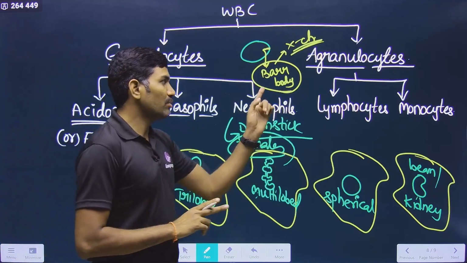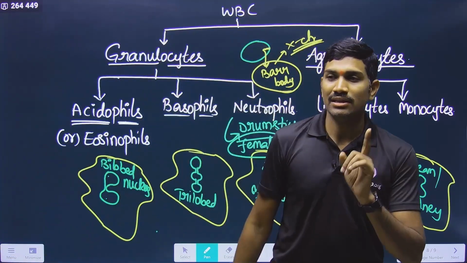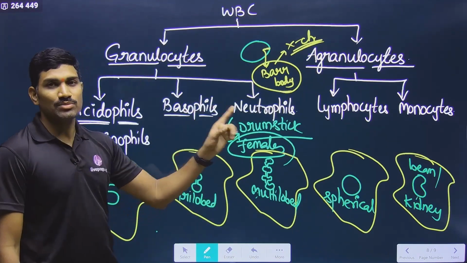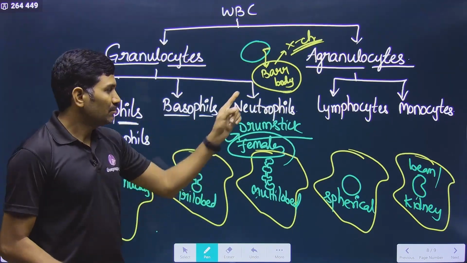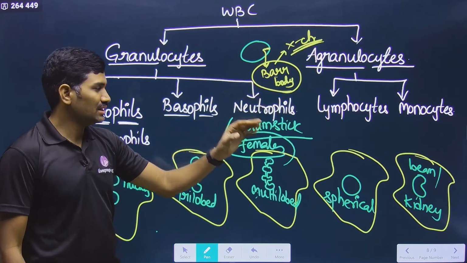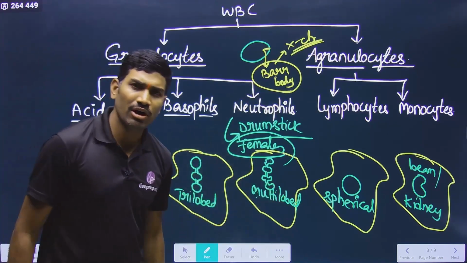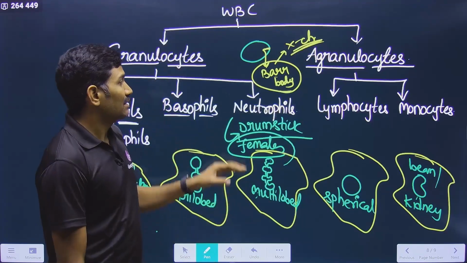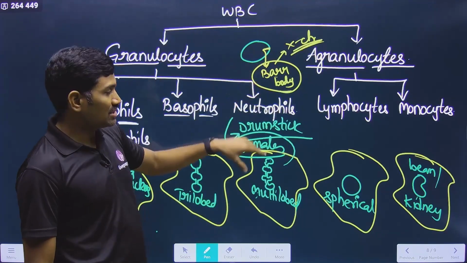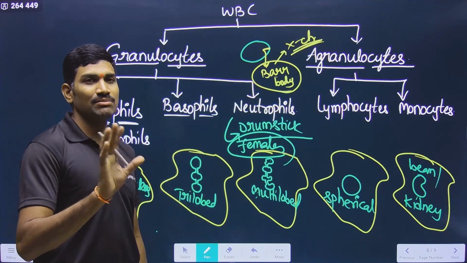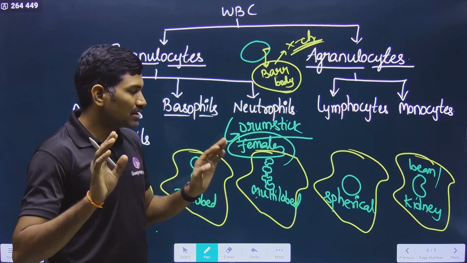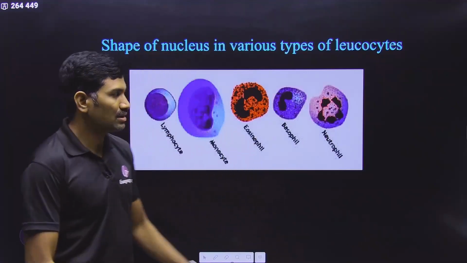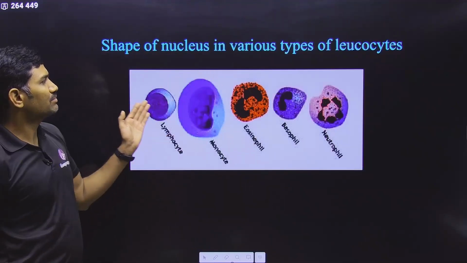Please observe this one. This bar body concept is something different, and that was given in the QR code content of Principles of Inheritance and Variation. So I will explain in Principles of Inheritance and Variation. Clear? Please remember this. Bar bodies are present in all the cells of human female, but they are clearly seen as a drumstick in the neutrophil cells. This point is not mentioned in NCERT, but my suggestion is please try to remember this particular information. Clear?